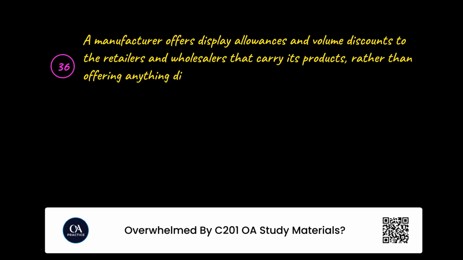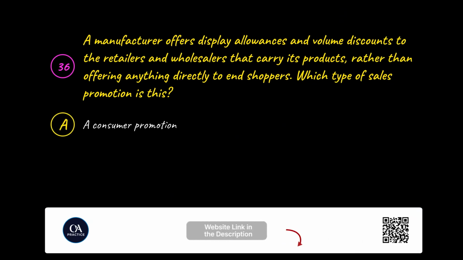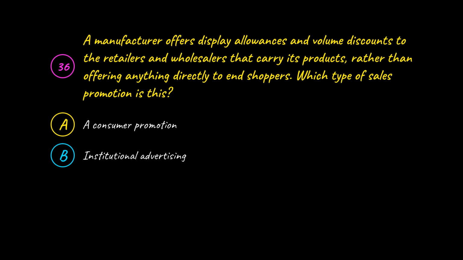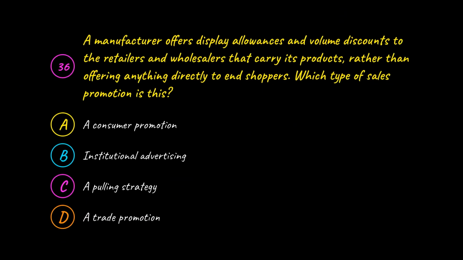Question 36. A manufacturer offers display allowances and volume discounts to the retailers and wholesalers that carry its products, rather than offering anything directly to end shoppers. Which type of sales promotion is this? Your options are A. A consumer promotion, B. Institutional advertising, C. A pulling strategy, D. A trade promotion. What's your answer? Commit to one before I continue.